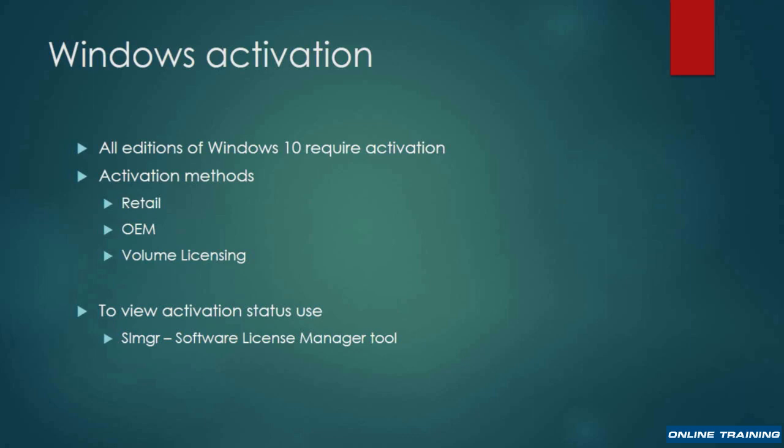Now, if you want to see the status of your activation, you can use the Software License Manager tool, SLMGR. If you just type that into a command prompt, it'll bring up various options. The ATO option is the one that will activate. IPK for input product key. We're not going to look at this, but you can just be familiar with the name of that utility.